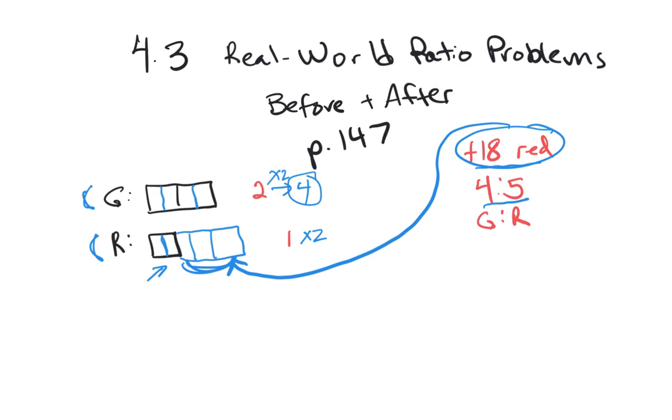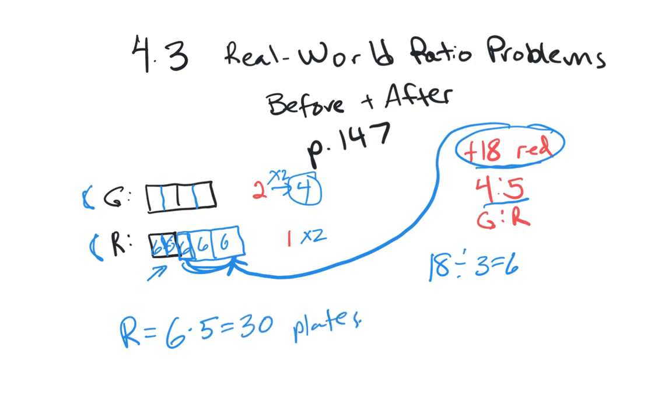And to figure out what each one of these is worth, we simply, again, just divide that 18 by 3, which means each unit is 6. So how many red plates does she have now? Red is equal to 6 times 5, or 30 plates.